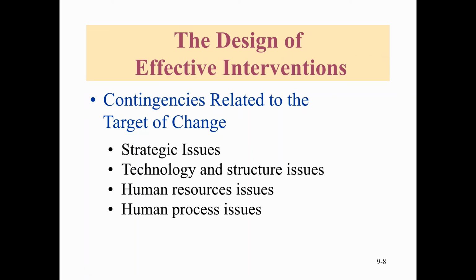So again, what kind of contingencies are there for the target of change? Looking at that from a different perspective, what kind of issues happen once we touch the target of change, what are the contingency elements? Maybe the contingency element would be the strategic issues of the change. For example, the strategy of the organization needs to be changed. Maybe the technological and structural issues need to be changed. Maybe there are some issues regarding human resources, the people of that organization, who need to change in some way. And when I talk about the people, it means their behaviors, their attitudes, their way of doing work. Or maybe there's an issue in the human process.